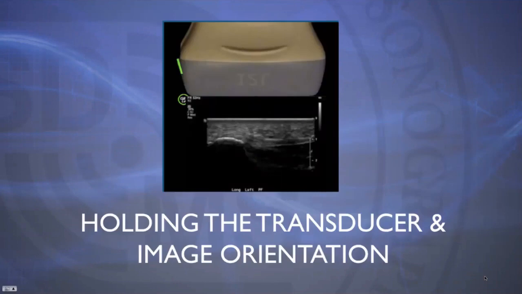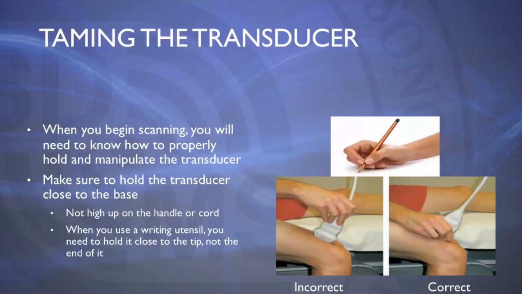Moving on now to holding the probe and image orientation. Holding the probe, I'm not going to belabor this because I'm assuming most of us are sonographers viewing this presentation, but as you know, you'll need to hold the probe properly in order to manipulate the transducer and have complete control. So make sure to hold the probe closer to the base and not up higher at the handle or the cord. You'll want to utilize your probe almost like it's a writing utensil. You need to hold it more close to the tip, not at the end of it.